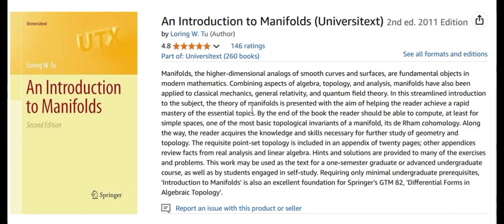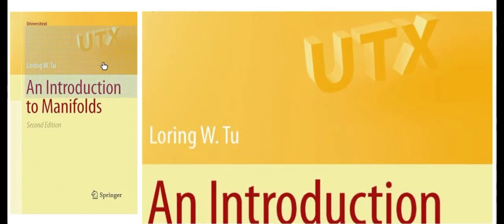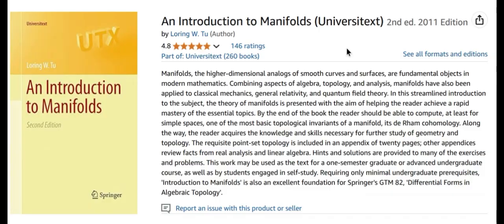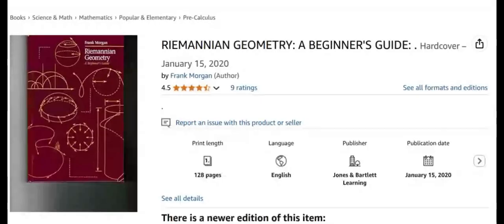So I was comparing this book, An Introduction to Manifolds by Loring Tu, to the next book I'm going to show you, and I was calling this Differential Geometry. And I was comparing it to this book, Riemannian Geometry, A Beginner's Guide by Frank Morgan, which is actually differential geometry. So that led me, because I don't know what topology is, naturally to the question: what's the difference between differential geometry and topology?